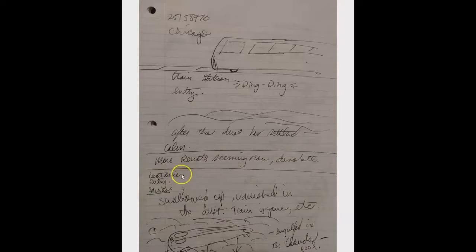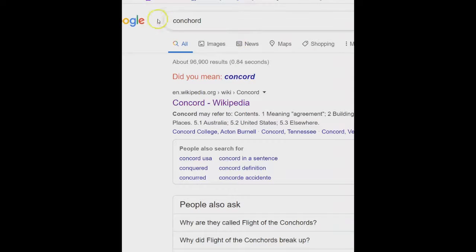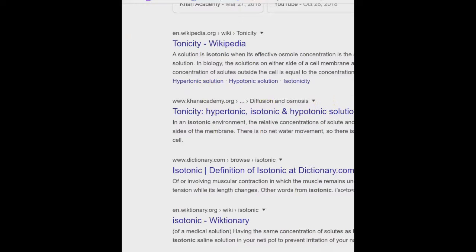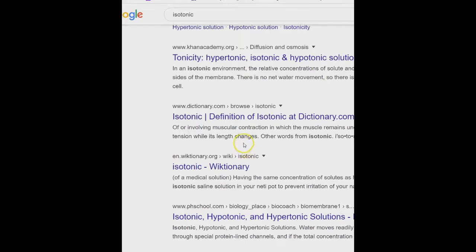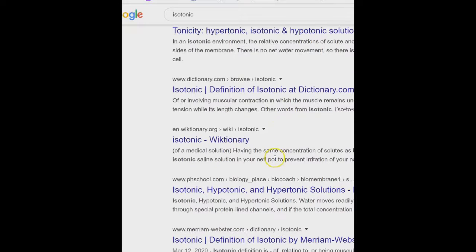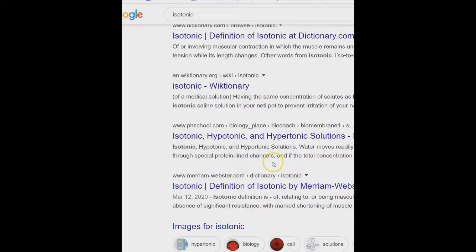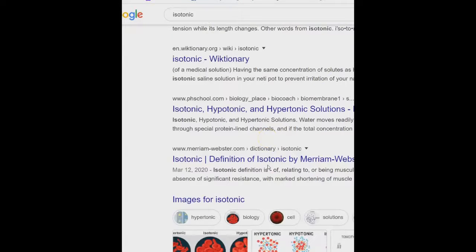Isotonic. That could be in chemistry, it could be in biology, concentrations equal of solutes and solutes. Involving muscular contraction, in which the muscles remain under relatively constant tension. Water moves readily across cell membranes. Okay, so yeah, don't know.